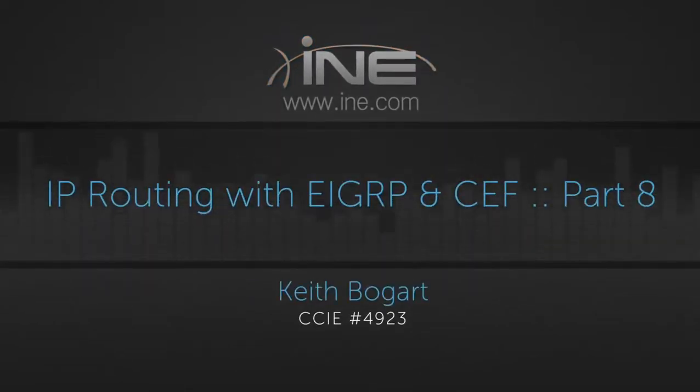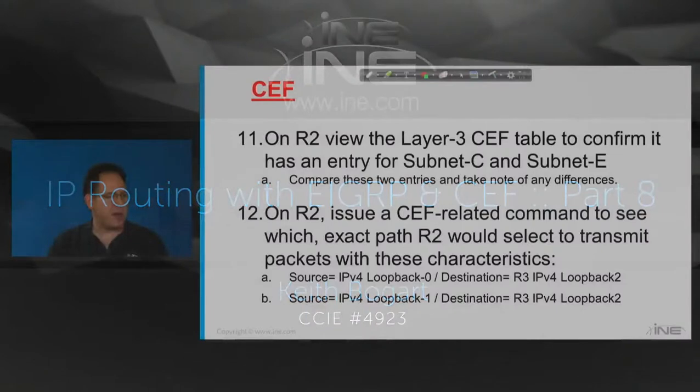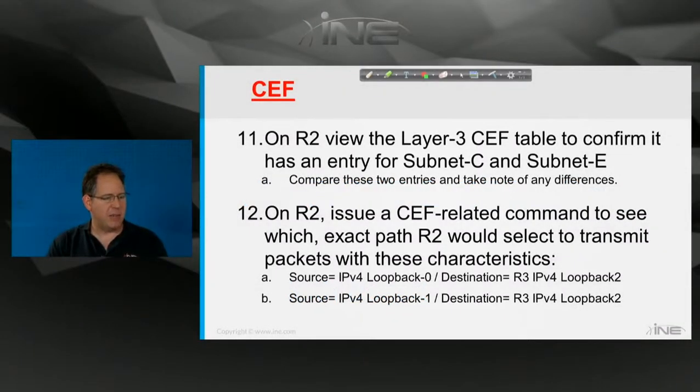On R2, view the layer 3 CEF table to confirm it's subnet C and subnet E. What is the technical name of that layer 3 CEF table that they want us to look at? It's not the data plane. It's used by the data plane. The data plane uses this table to figure out where to forward things. Somebody says the MIB, very close, but the MIB is used by SNMP, not by CEF. Ian, you've got it. It is the FIB table, the forwarding information base. Exactly. The forwarding information base. So that's what we want to look at.